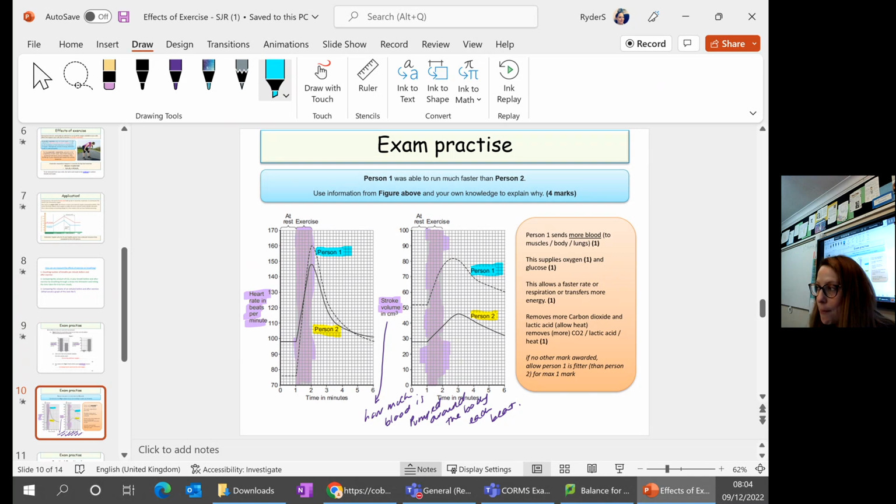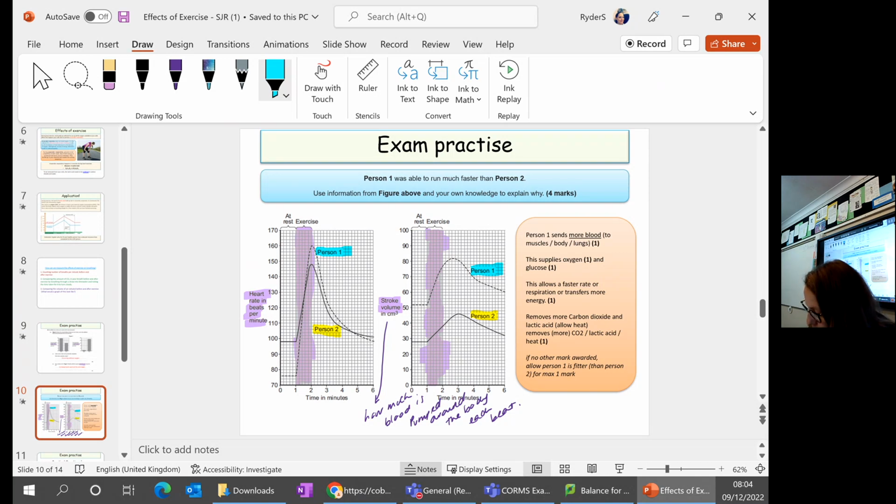You get a mark for telling me that there's more oxygen, and then there's a separate marking point for more glucose, because those are the 2 things that are required for aerobic respiration to happen. And we are going to assume, if it doesn't say anaerobic respiration, that in this instance we are looking at aerobic respiration. Always assume it's aerobic unless you are told otherwise.